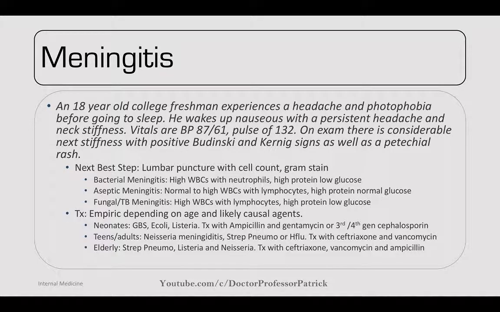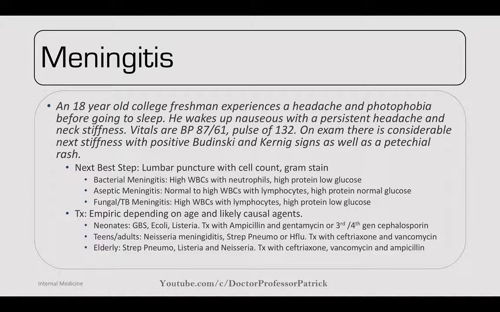Moving into meningitis, there's an 18-year-old college freshman who experiences a headache and photophobia before going to sleep. He wakes up nauseous with persistent headache and neck stiffness. His vital signs are hypotensive with tachycardia. On exam, there's considerable neck stiffness with a positive Babinski and Koenig sign, as well as petechial rash.